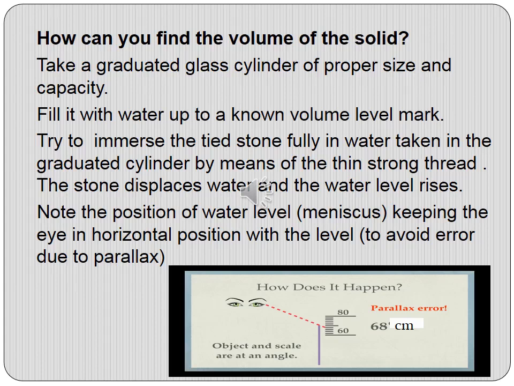You know that error means uncertainty which affects the result or the production of an absolute result. Instead of taking the right reading, which is 60 centimeter, he can read it as 68 centimeter because of the parallax error.